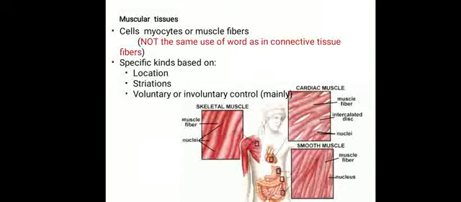Cardiac muscle is the third one. This one is found specifically in the heart. It is cross-striated. It is an involuntary muscle because it has involuntary control.